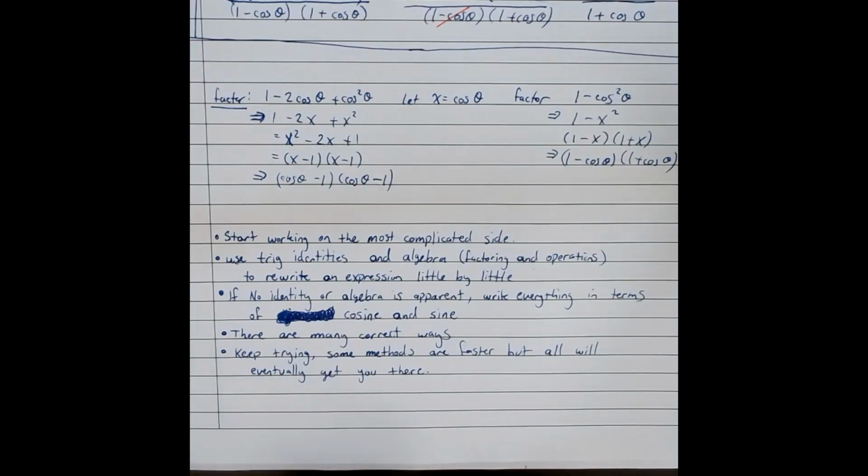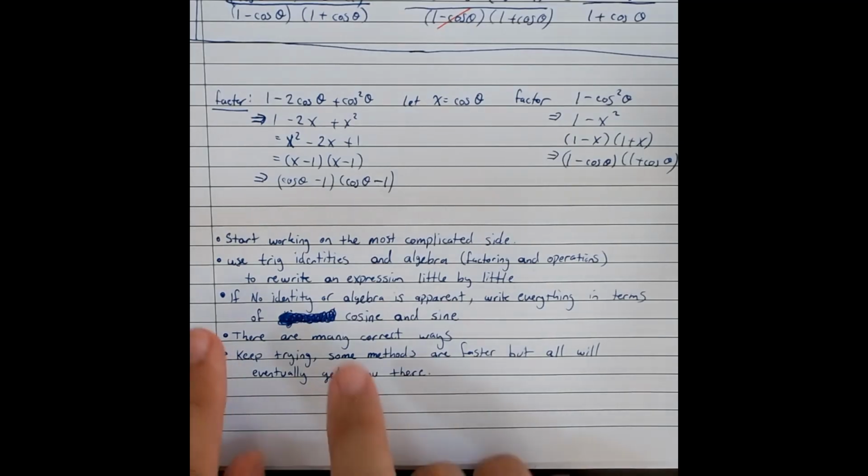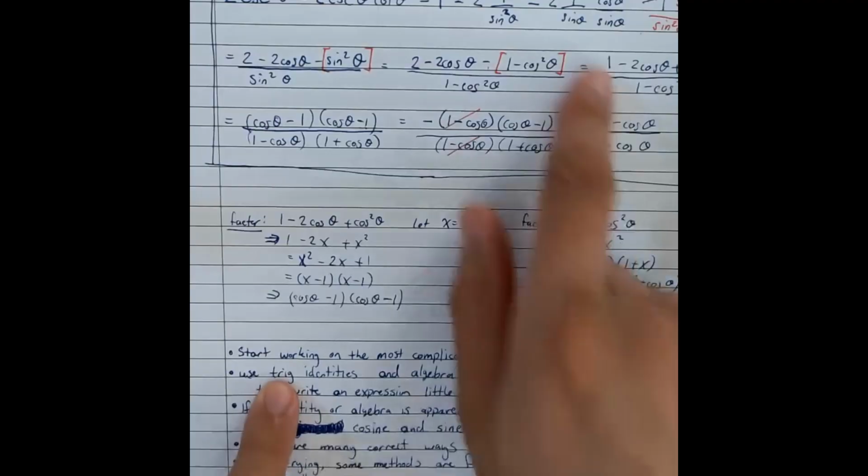We want to start working on the more complicated side. Now, sometimes that's a matter of opinion, but generally speaking, it's the one that has the most number of operations and the most number of trig functions. It is possible to start from either side, but you'll find it simpler to start from the more complicated side. What you want to do is use the simple trig identities that we know to try to confirm the bigger trig identities that we want.